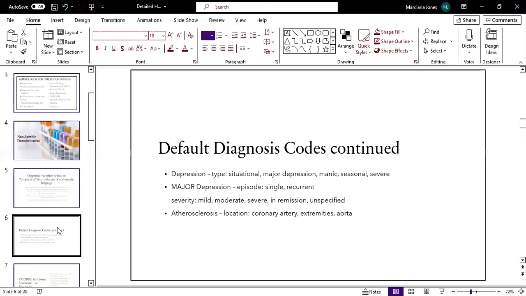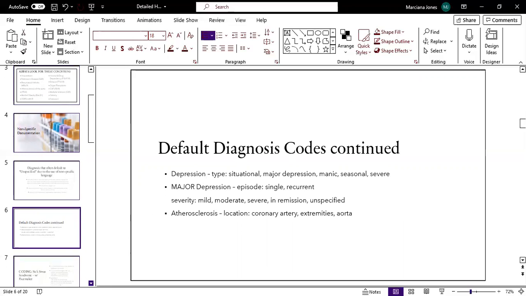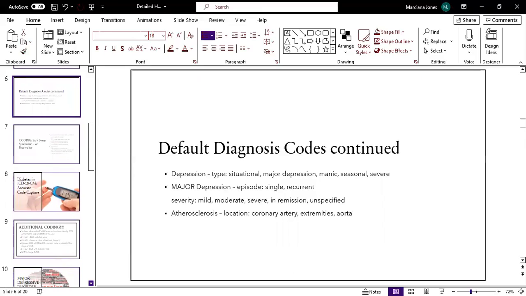Okay, so the default diagnosis code, continued. We'll talk about depression, because you'll see that a lot. You'll see depression and there's a default code. They have to explain the type of depression. Is it situational? Was it a situation that caused this depression right then? Major depression. Is it manic depression? Are you having manic episodes, psychotic things going on with your depression? Is it seasonal? Do you get depressed in the summertime or the wintertime because it gets dark early? I've heard a lot of people get depressed when it gets dark early, or if you already have depression, it deepens it. Also going to the type, is it severe?